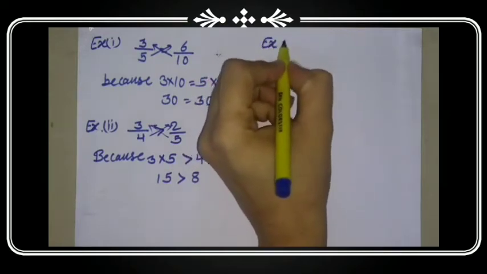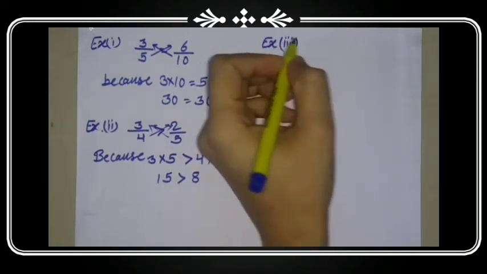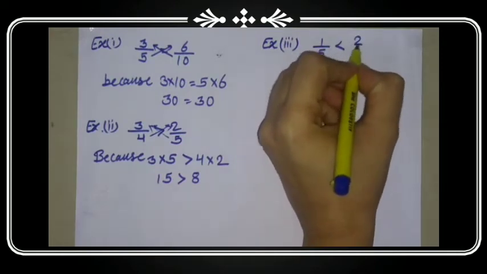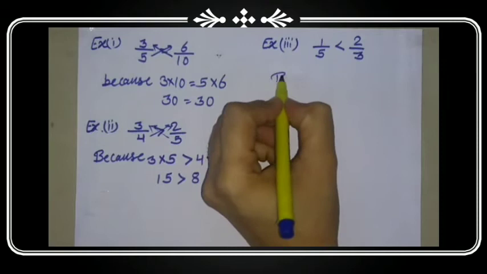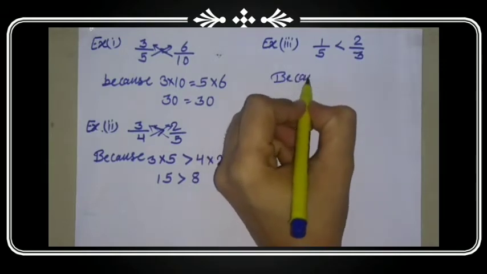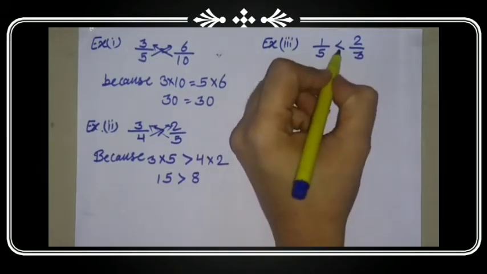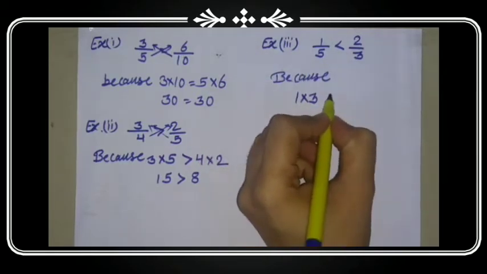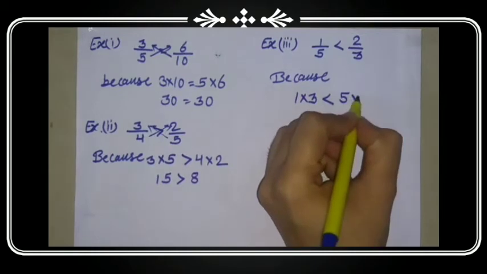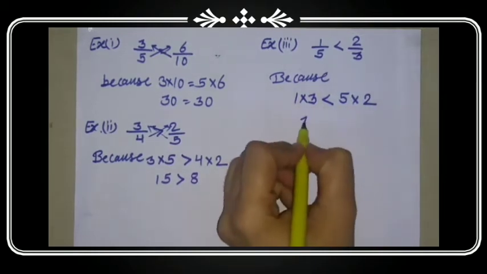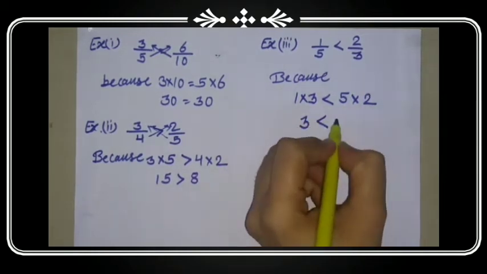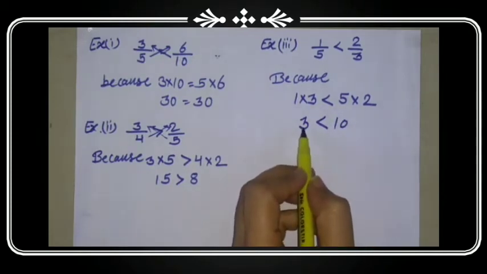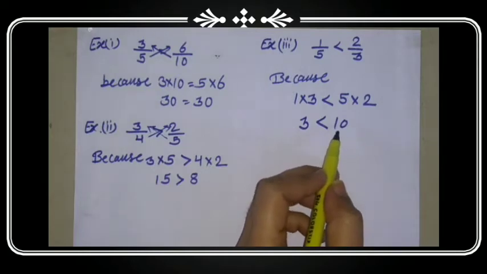Example of the third relation: 1 by 5 is less than 2 by 3, because by cross multiplication, 1 into 3 is less than 5 into 2; 1 into 3 equals 3 is less than 5 into 2 equals 10. That is, 3 is less than 10.